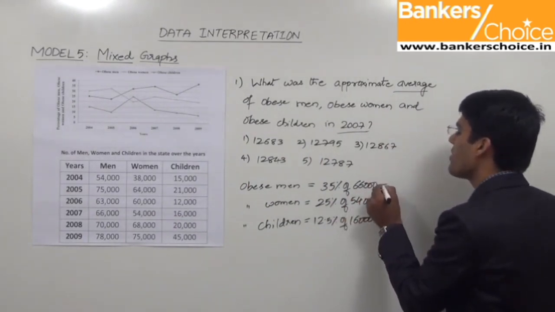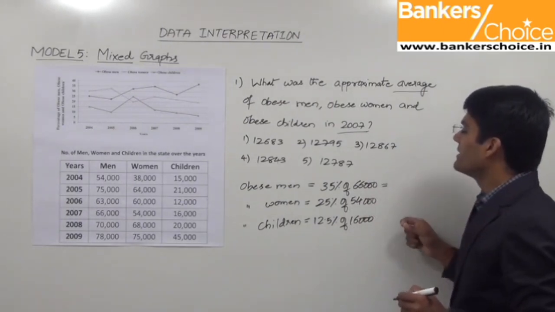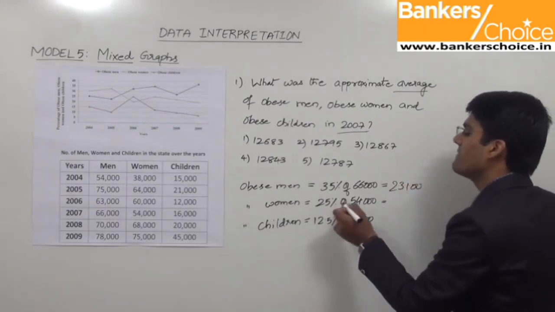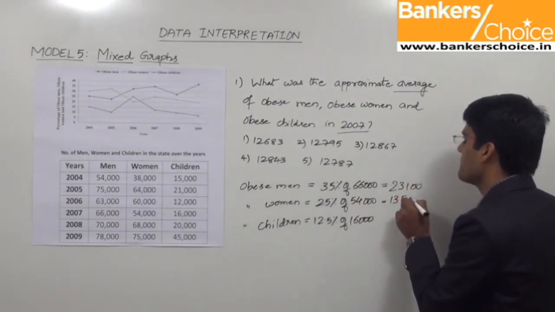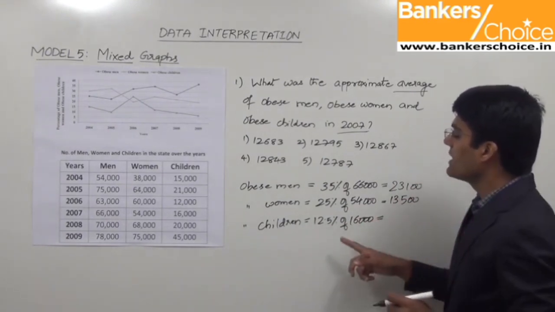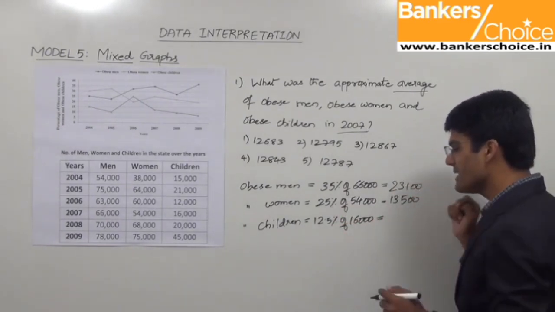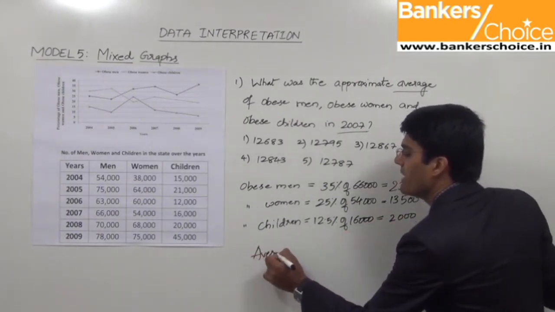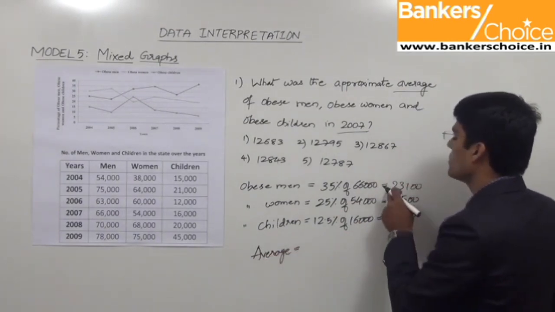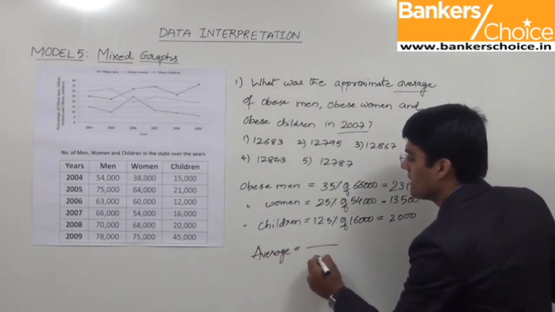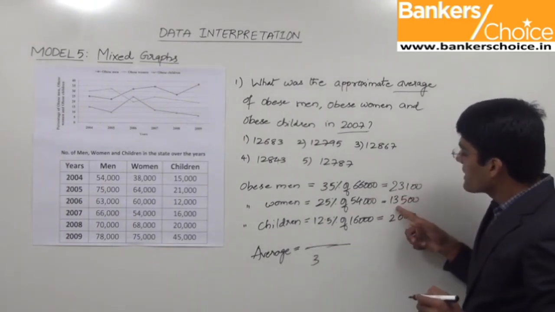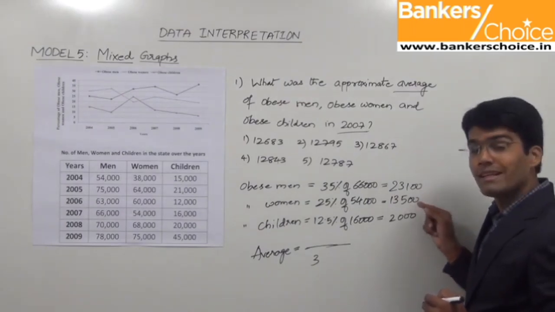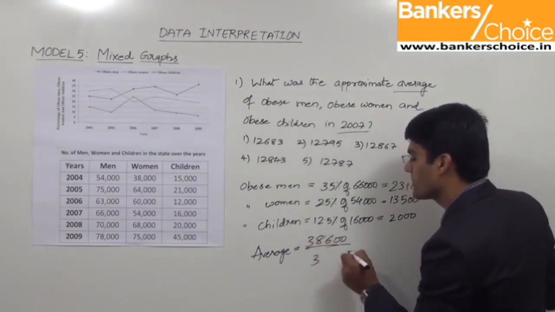So 35% of 66,000 can be taken as 33,000 minus 9,900, which is equal to 23,100. 25% of 54,000 is 13,500, and 12.5% we know is 1 by 8, so 1 by 8 of 16,000 will come out to be 2,000. Now the average number of obese men, women and children can be taken as the total of all these values divided by 3. The total of all these values will be 23,000 and 13,000, 36,000, plus 2,000, 38,000, and 100 and 500, 600. So 38,600.